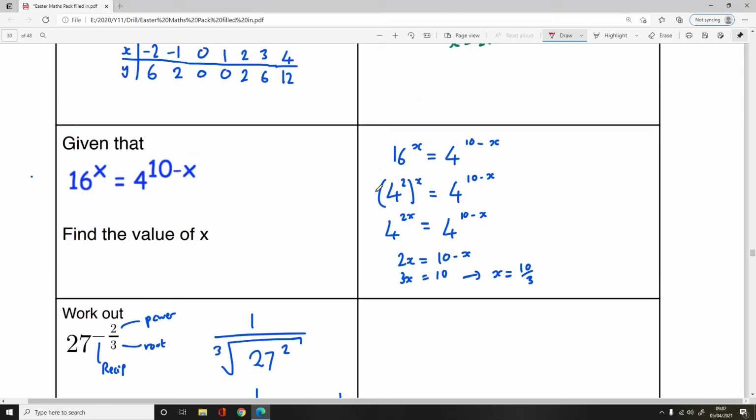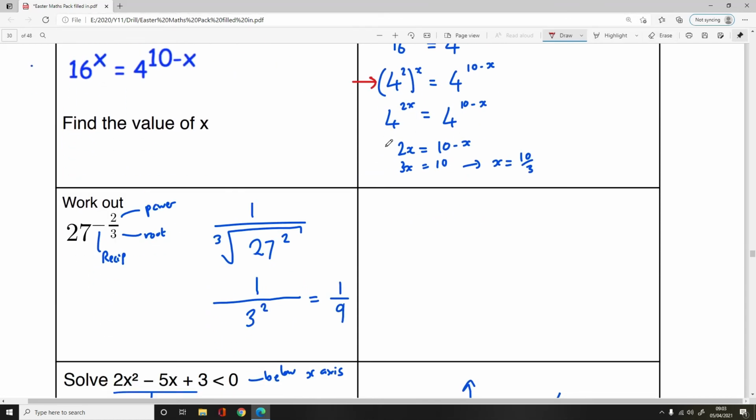Okay, bit of indices. So you can't solve this until the bases of the powers are the same. This one's 16, this one's 4, so we need them both to be something, and I made them both 4, because 16 is 4 squared. Then I used the indices rule, the brackets are multiplied, so we get 4 to the 2x is 4 to the 10 minus x, and then because they're both 4, I can ignore the 4s now. I can just say the powers have to be the same. So 2x is 10 minus x, 3x is 10, x is 10 thirds.